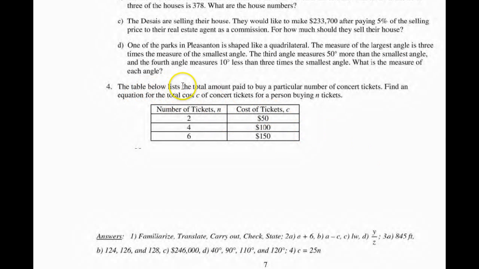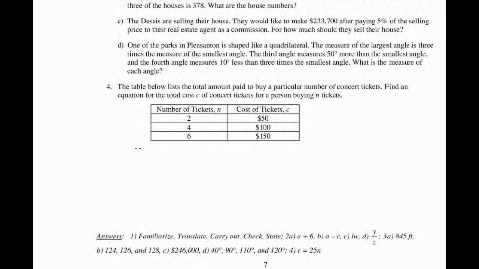The table below lists the total amount paid to buy a particular number of tickets. Find the equation for the total cost of the concert tickets for a person buying N tickets. So the number of tickets is N. And we'll have to think about that too. We see the answer down there. Cost is 25N.